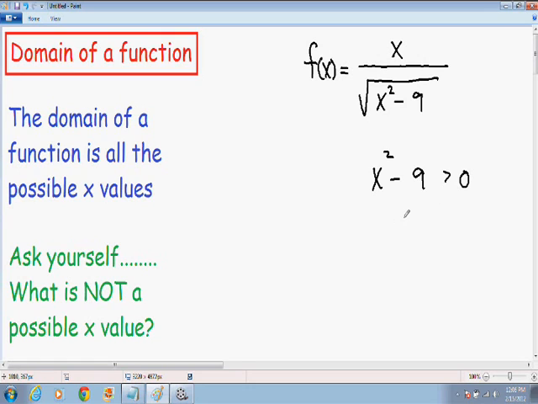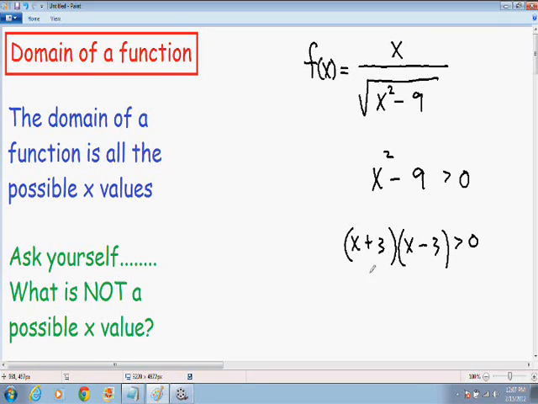So now I'm going to solve this quadratic inequality. X squared is a perfect square, and 9 is a perfect square, and there's a negative sign in between them. So I could factor this using the difference of squares formula. The square root of x squared is just x, and the square root of 9 is just 3. I'll put a plus sign in one of them and a negative sign in the other, and that is greater than 0.